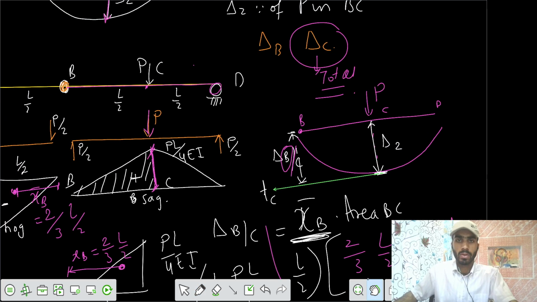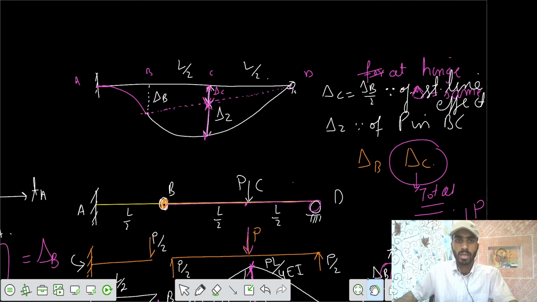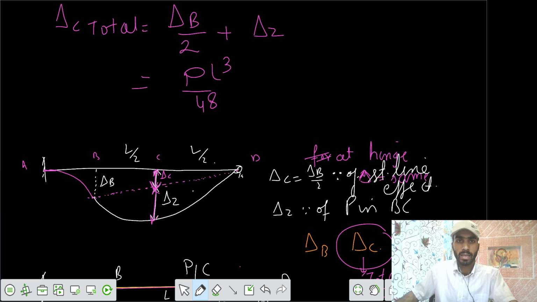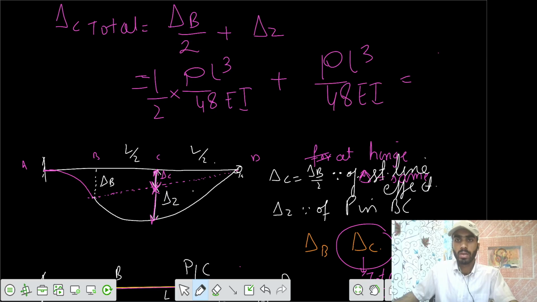So for the final deflection profile, we write delta at C total equals delta at B divided by 2 plus delta 2. Delta B was PL cube by 48 EI, divided by 2, plus the next one, PL cube by 48 EI. So the final value of PL cube by 32 EI downward would be the deflection at C.